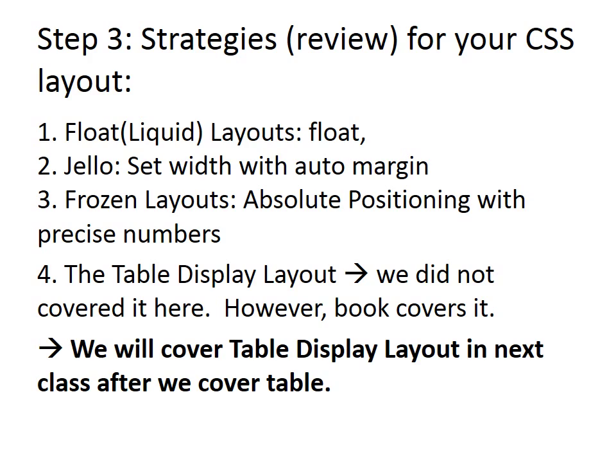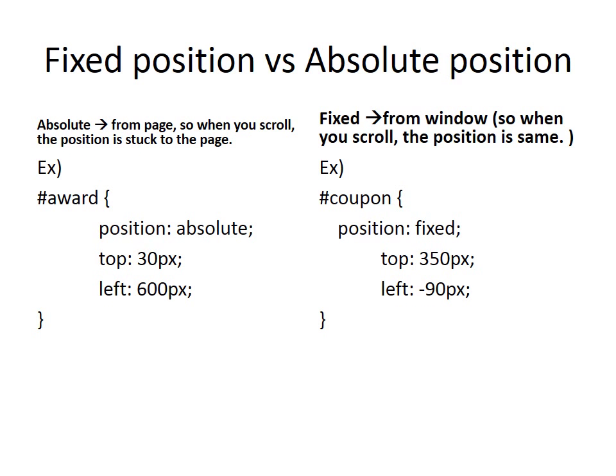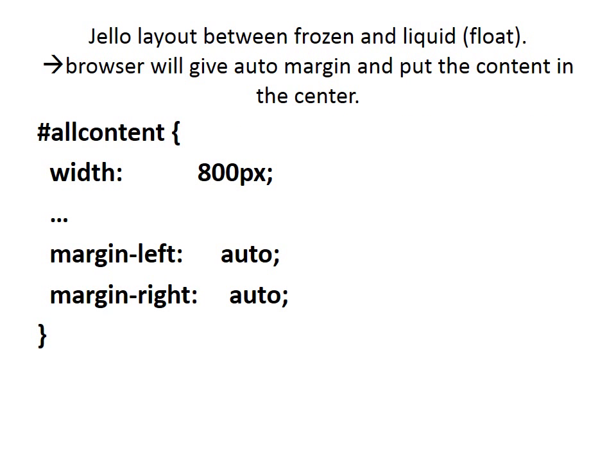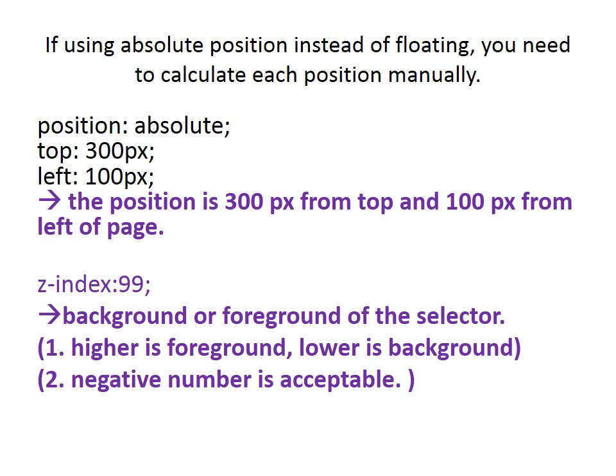So far, we have practiced the float rigged layouts, Jello layout, and frozen layouts. There is a table display layout. We did not cover it here. However, book covers it. We will cover table display layout in the next class after we cover table. This is a review for fixed position and absolute position. This is a review for Jello layout. If you use absolute position instead of floating, you need to calculate each position manually.